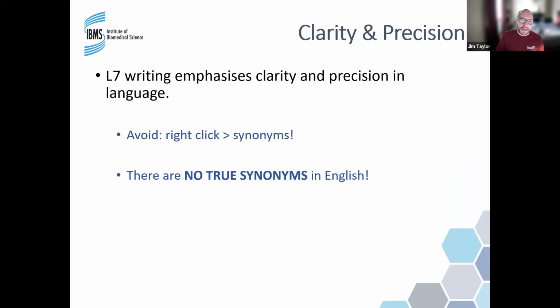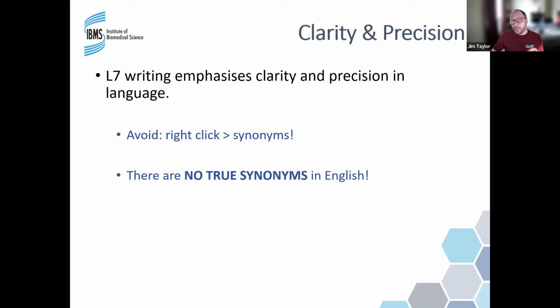The next thing is, and this is something that we see an awful lot, particularly in academia, avoid the temptation as you are writing to right click and then look at the synonyms in Word. Avoid it at all costs because it very, very rarely works out in people's favor. The reason that right clicking and then using synonyms rarely works out is because in the English language, there are no true synonyms.